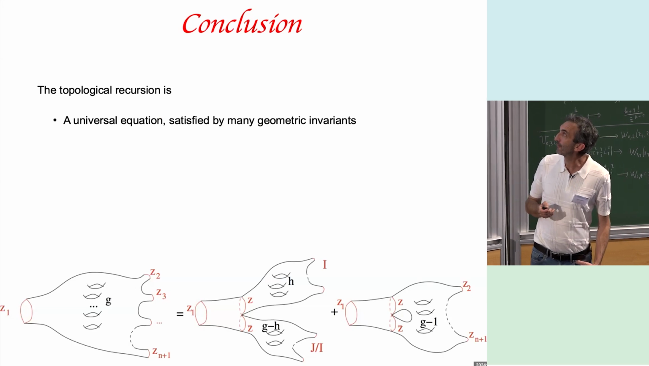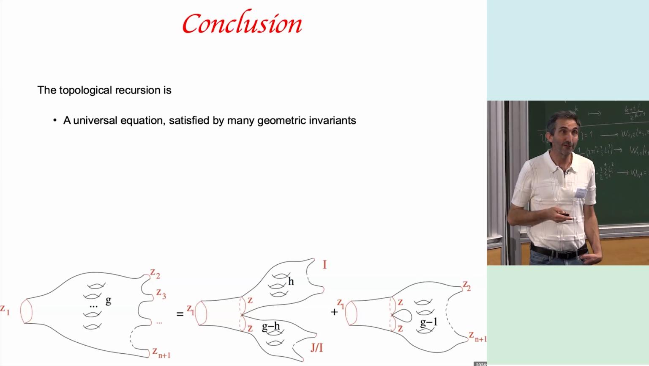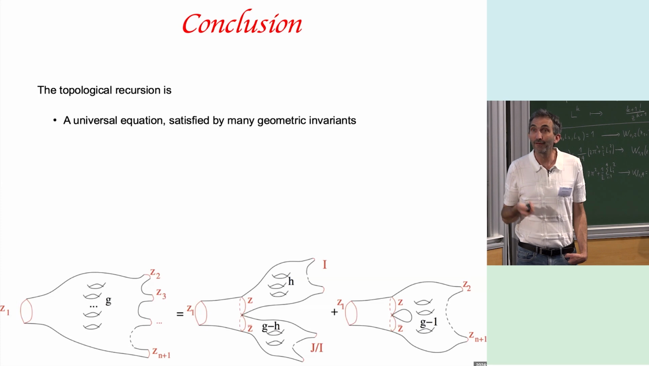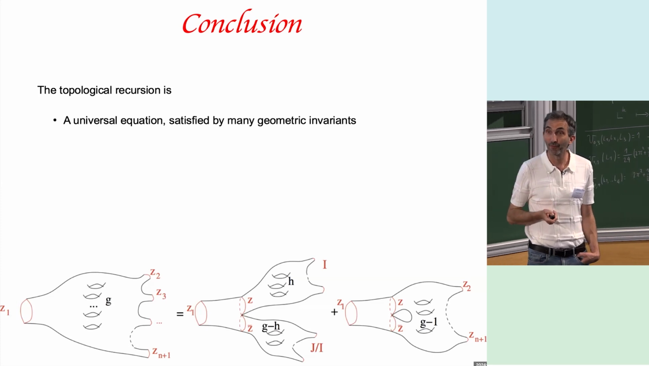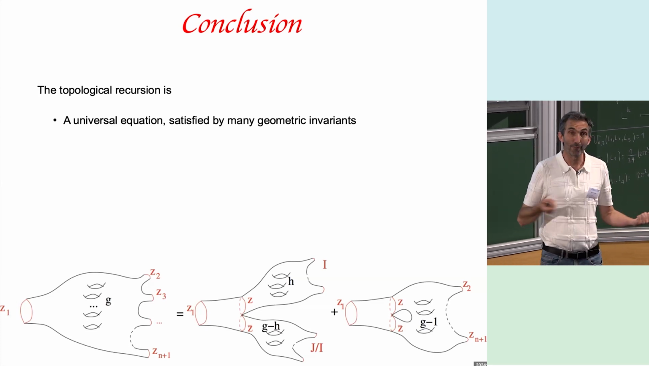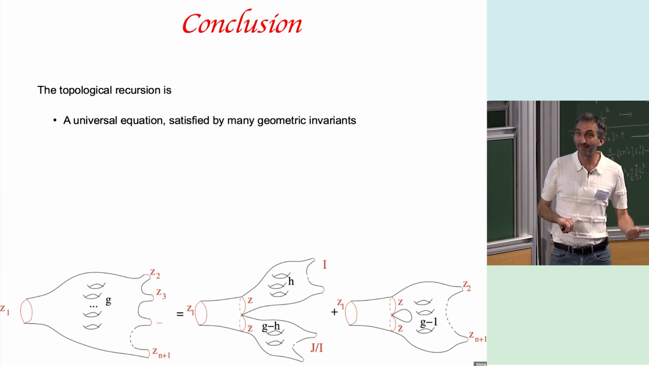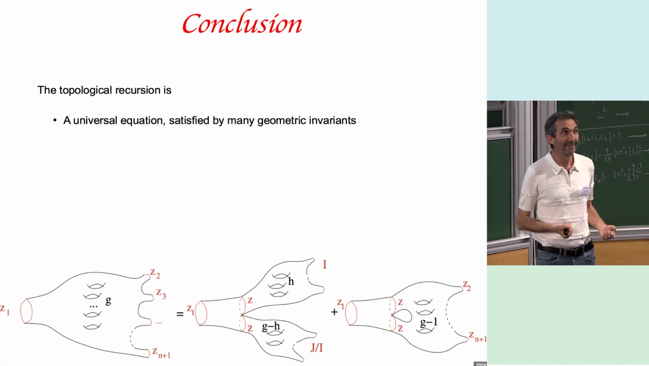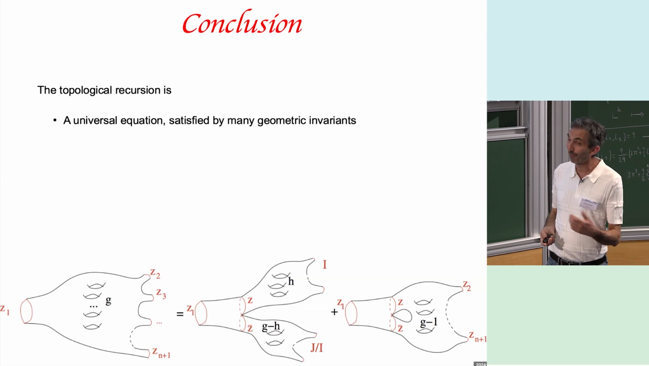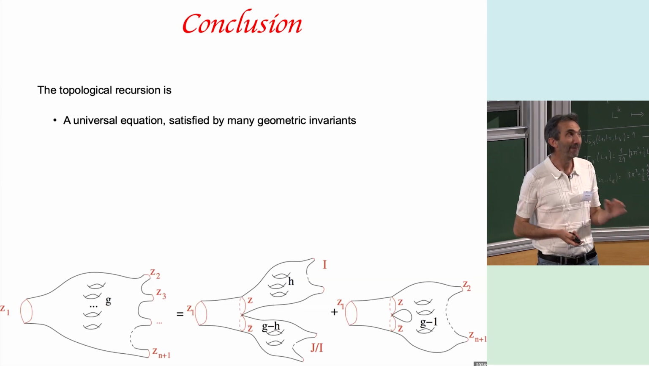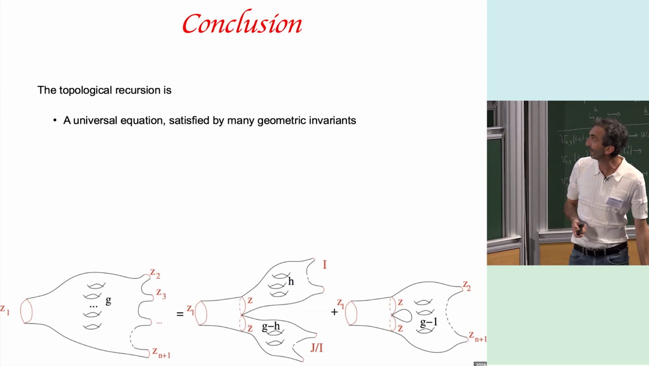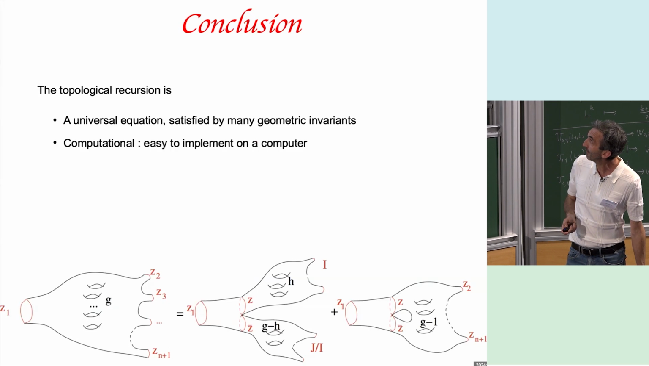The topological recursion is a universal equation which is satisfied by many enumerative geometry problems. So maps, Gromov-Witten numbers, hyperbolic surfaces, so JT, black hole gravity, Hurwitz numbers. I could cite many other examples that I have not shown you.